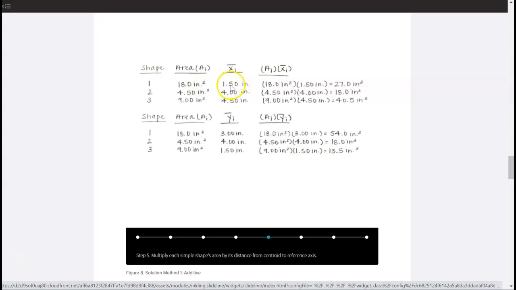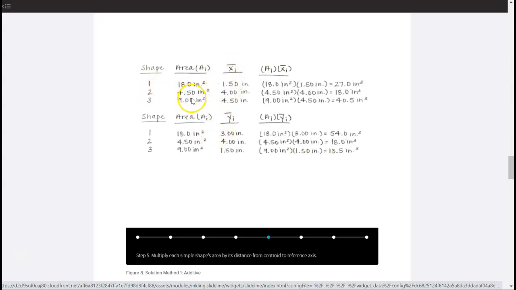So you have to line up this table. Don't skip making the table, and then multiply across. 18 inches squared times 1.5 gives you 27 inches cubed. Another place to be careful: inches squared times inches is inches cubed. You add the exponents.